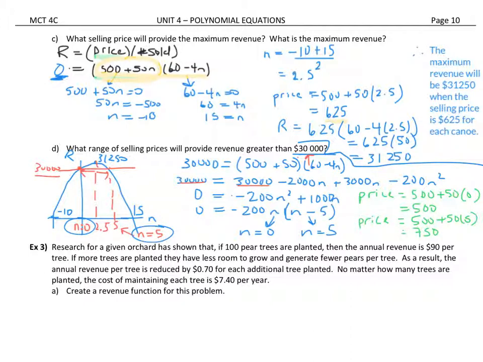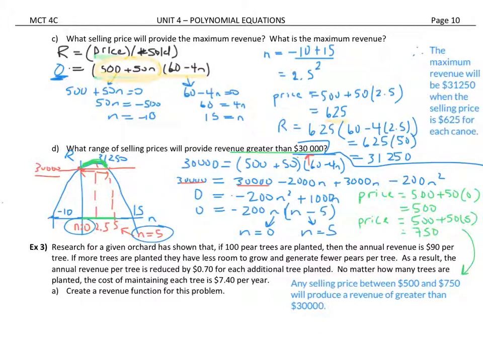So if we have our selling price anywhere between $500 and $750, that will give us the revenue that's greater than 30,000 because we're looking at all of this area of the parabola. So any value between here and here on the X, or in this case on the N, will produce that revenue to be above the 30,000 mark. All right, I'll put a little therefore statement and then we'll look at example 3. Okay, so I've just written a therefore statement down here.